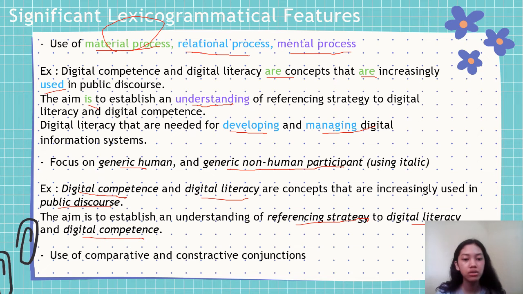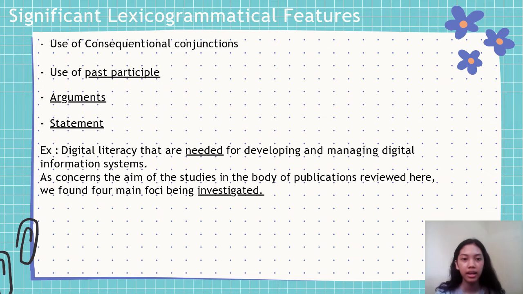Next is use of comparative and constructive conjunction. Next is use of consequential conjunction. Next is use of past participle. This is the example: is needed and investigated. There are also used arguments and statements.